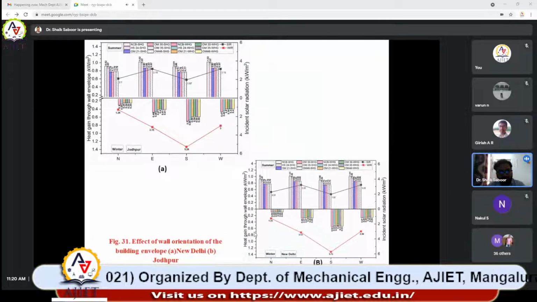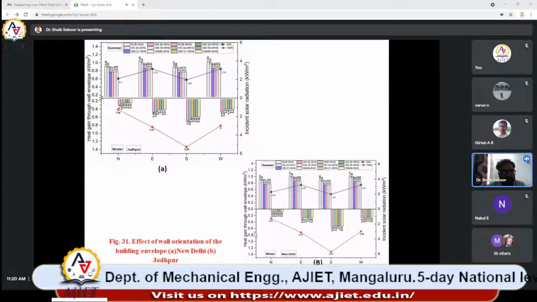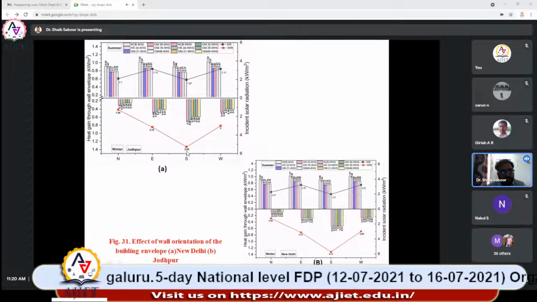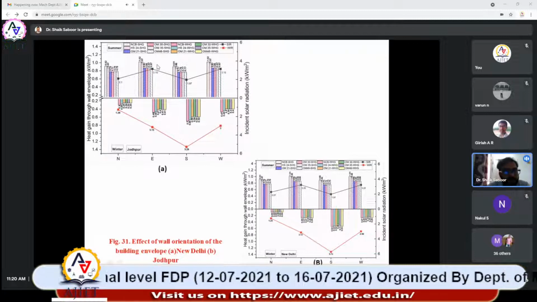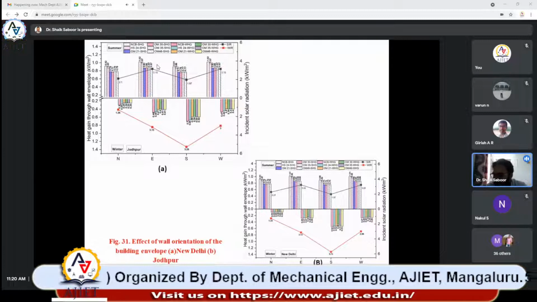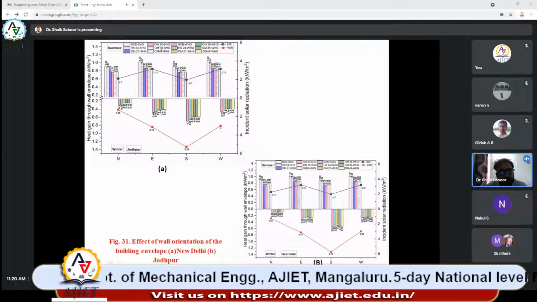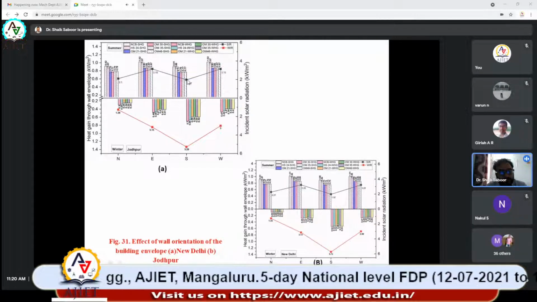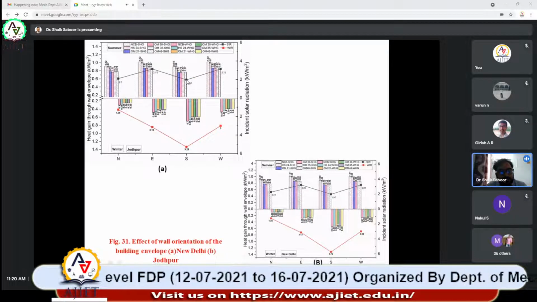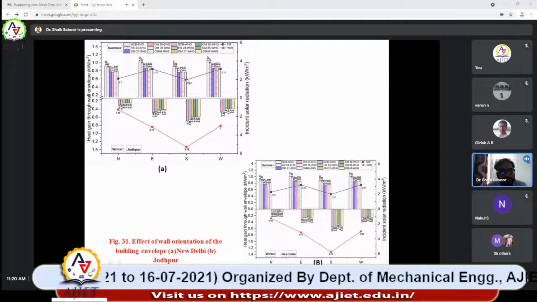We also observed the effect of wall orientation for various places. A is showing Delhi and B is showing Jodhpur. So here also you can see what we understood from the concepts. South is the best direction, which is clearly visible here. Here also for Delhi, the south wall in summer is going to get the lowest heat gain.